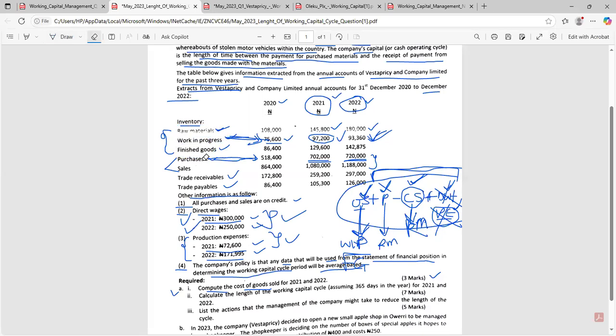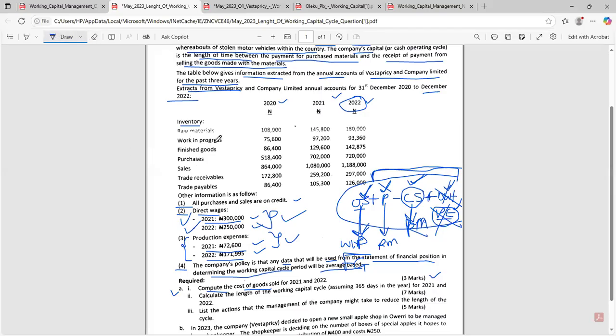Let me clean this so it will be looking sharp. What's our opening stock of finished goods? Who is checking my screen? Some people are not even checking the screen. So this is your finished goods. What's the opening stock of finished goods for 2021? The closing stock of finished goods for 2020 will become the opening for 2021. I hope you agree with me. So 86,400 is the opening stock for 2021.